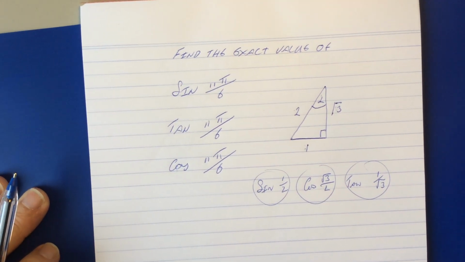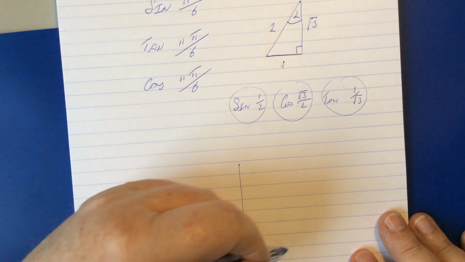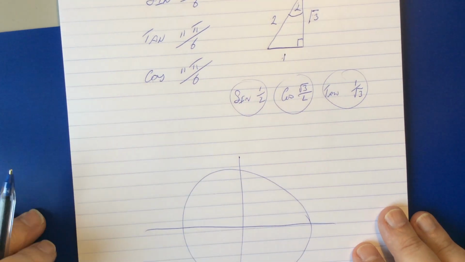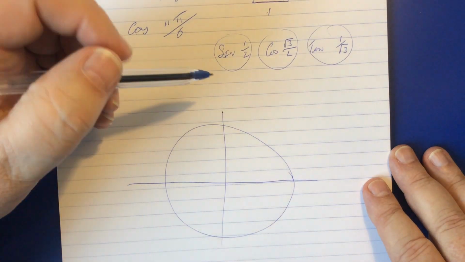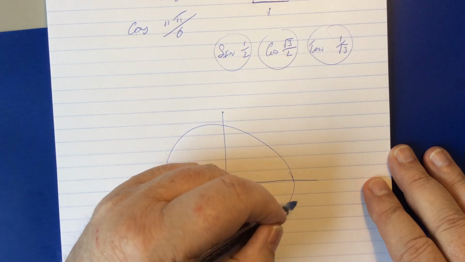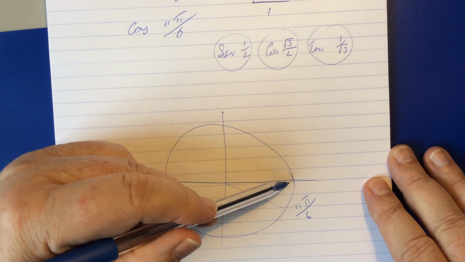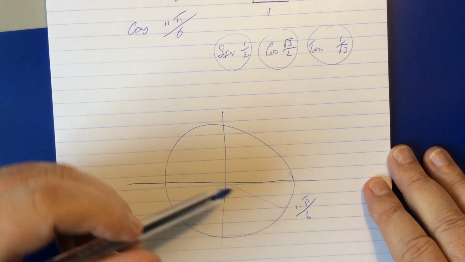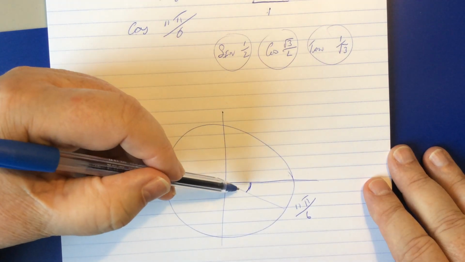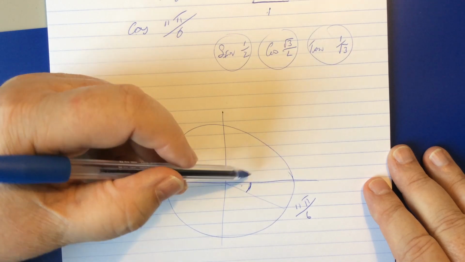Okay, so the next thing that we're going to do is a very rough drawing of the unit circle here. Extremely rough, it looks more like the unit egg. And what we're looking for is down here. This is 11 pi on 6, or 330 degrees, and we work around this way. And the angle that we're interested in is in here. This is pi on 6.